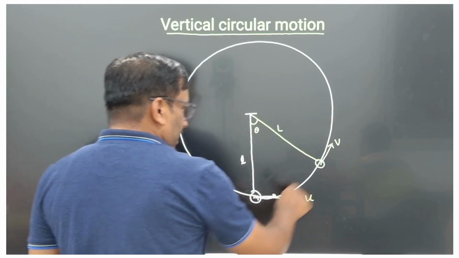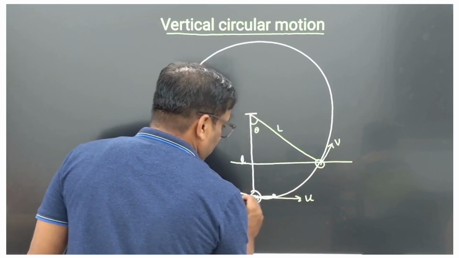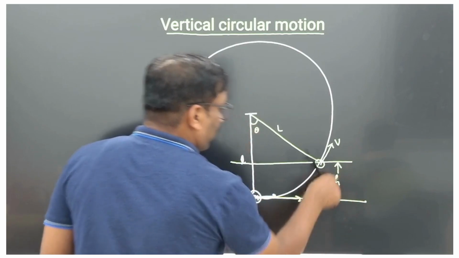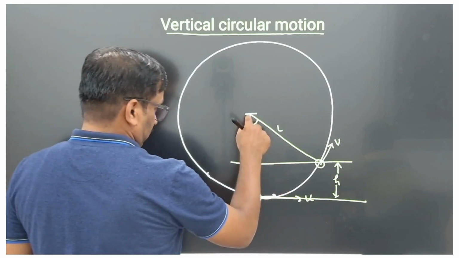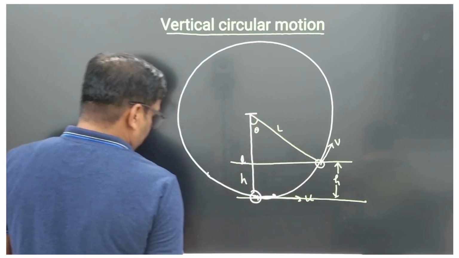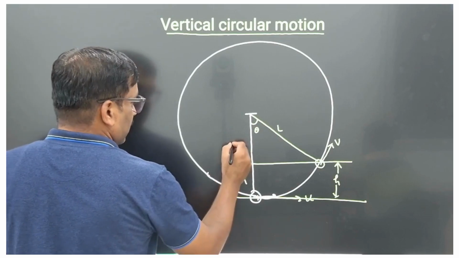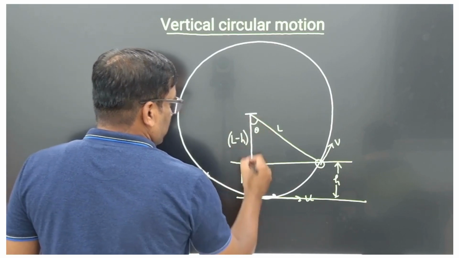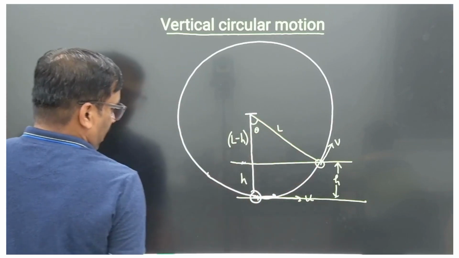So when the object is raised to a certain height, how much height is it raised? This much amount of height it is raised. Now we want to calculate this height. So how to calculate this height? This is h and the total length is L, and this length is equal to L minus h. We can use this triangle to calculate this height.